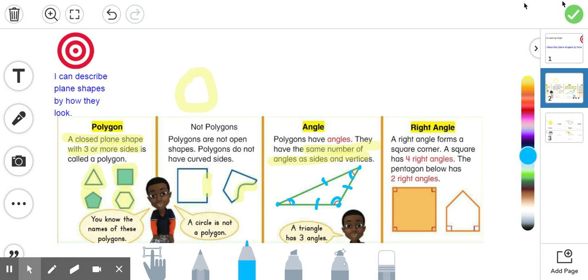And last but not least, we have shapes that have right angles. Now, a right angle forms a square corner. So anytime you can make a perfect square in the corner of a shape, that means it has right angles. You can see here this square makes 1, 2, 3, 4 little perfect squares in each angle, which means it has 4 right angles. And the pentagon, you can make a right angle here and a right angle here. The other sides where the vertices meet are not right. These are more curved angles. So it has 3 angles that are curved and 2 angles that are right angles.